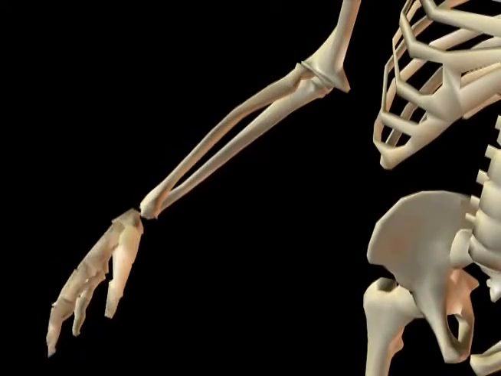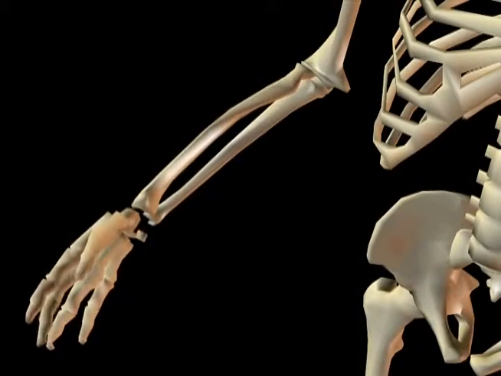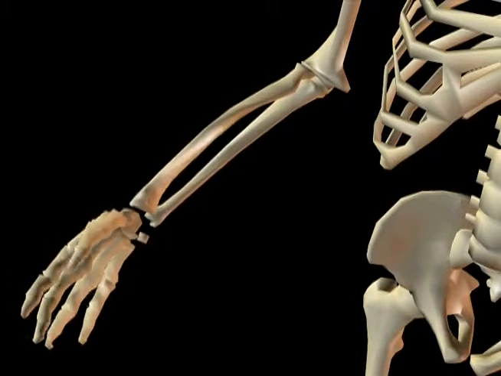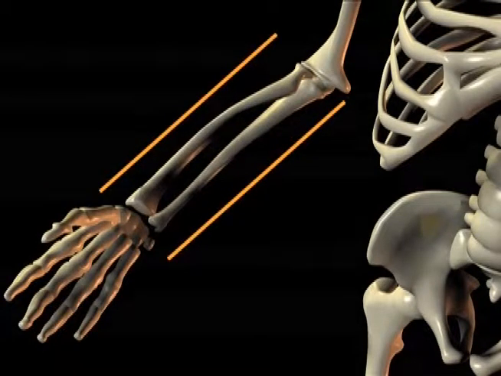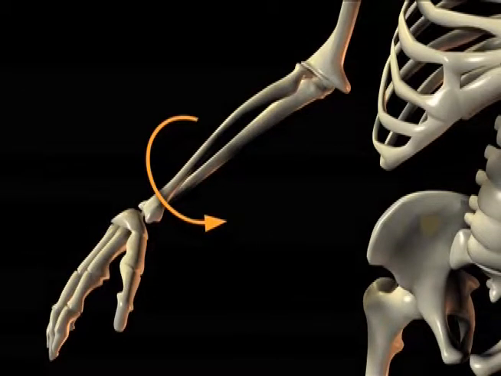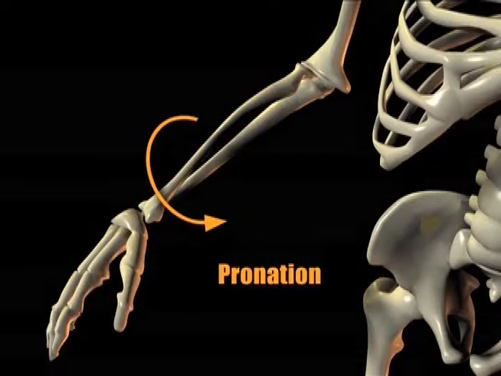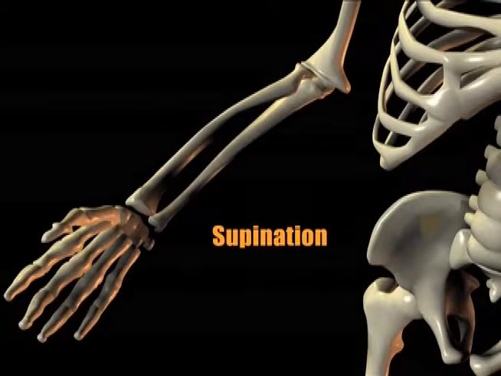A fascinating aspect of the radius bone is how it pivots on its articulation with the humerus, which results in turning the wrist. When the palm is facing forward, the radius and ulna are parallel to each other. This is referred to as the supine position. When the wrist turns over toward the body, the radius spins and crosses over the ulna. This rotation inward is called pronation. The act of turning the wrist back to the supine position is called supination.